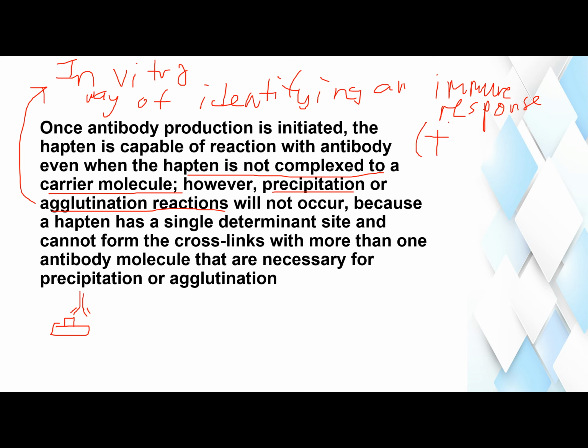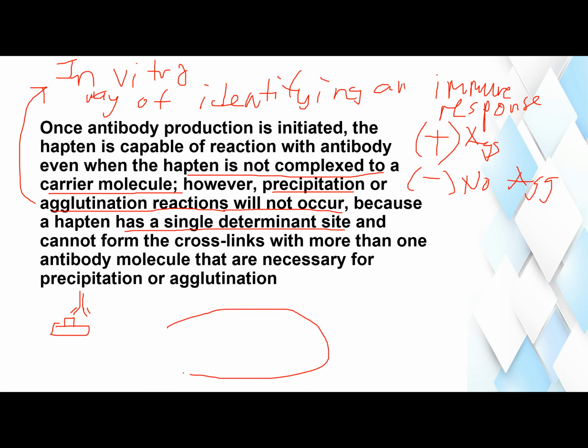So the positive result in most of your lab results in immunoserology would be positive for agglutination. If it's negative, no agglutination, something like that. So you will tackle that in the lab. Now, as mentioned here, precipitation or agglutination would not occur because your hapten only has a single determinant site and cannot form the cross links with more than one antibody molecule. Okay, a typical antigen would tend to have multiple determinant sites.